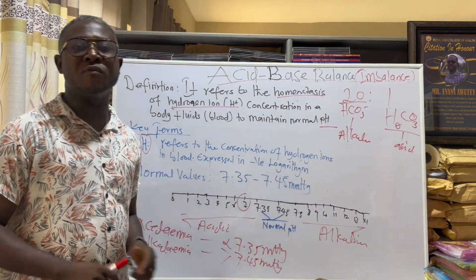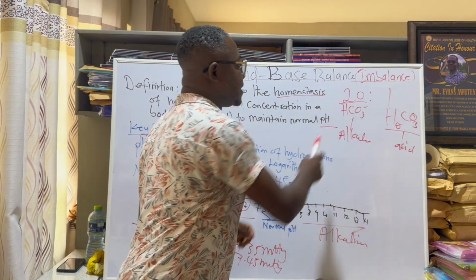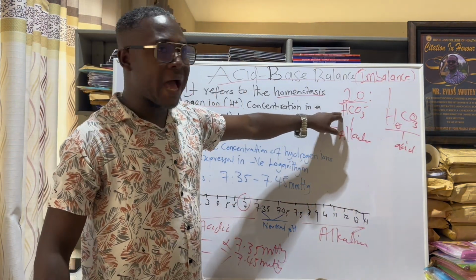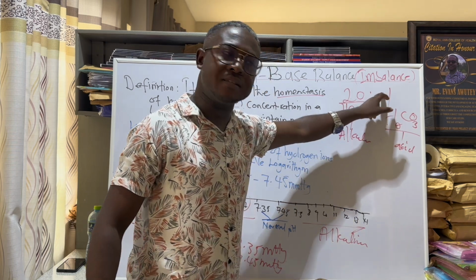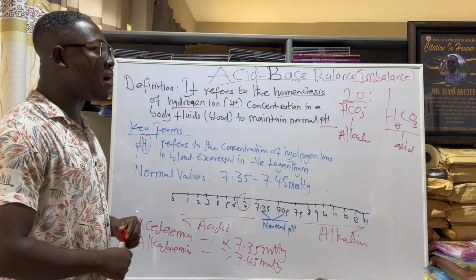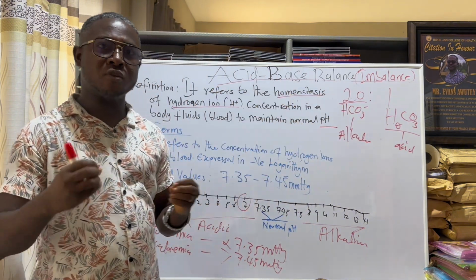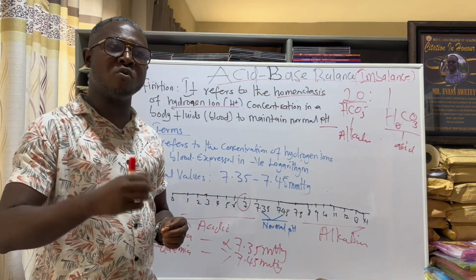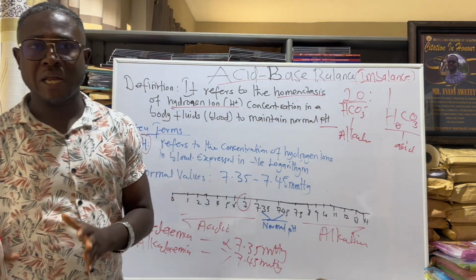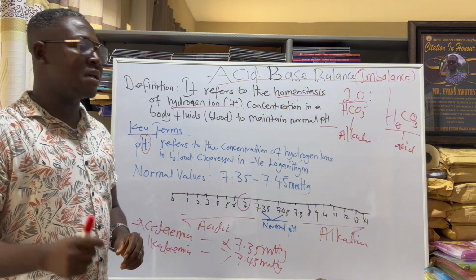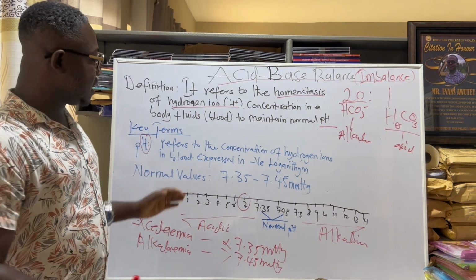And that will ensure that the pH is always within the normal value, which is what? 7.35 to 7.45. Now, this means that anytime there's a change, either in the bicarbonate or the alkaline substance, or there's a change in the carbonic acid or the acid value, then that is where we are going to have an imbalance of the acid base. And so our topic now is going to be, we are going to focus more on the imbalance. That is what? Acidosis or what? Alkalosis.